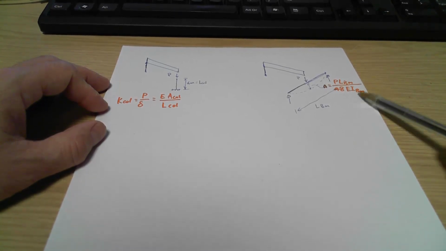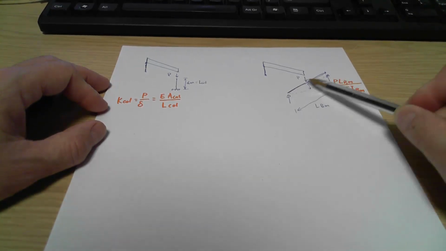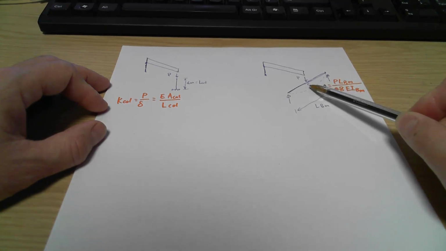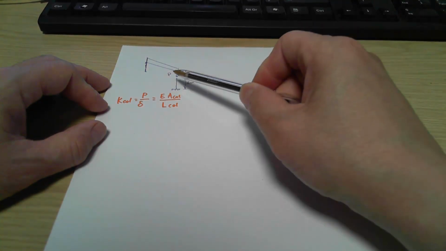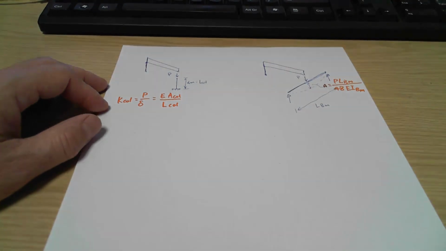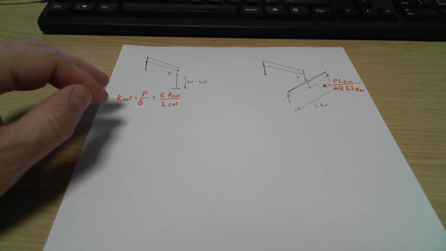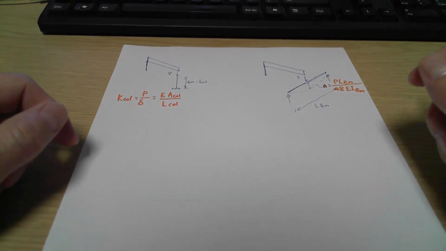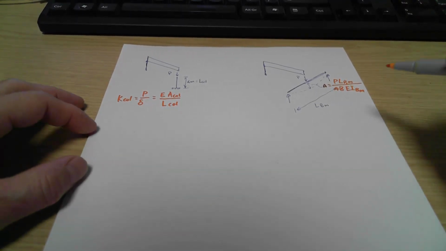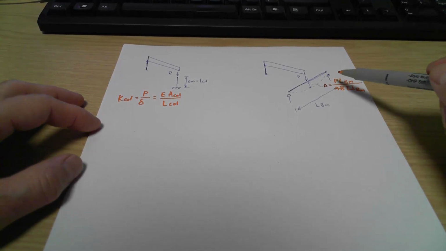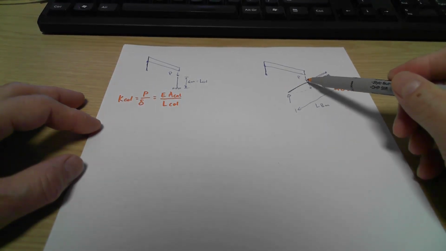We want to know what size of beam is going to give exactly the same stiffness vertically at this point as the column has. So let's do that analysis to find the stiffness of the beam at this point first.